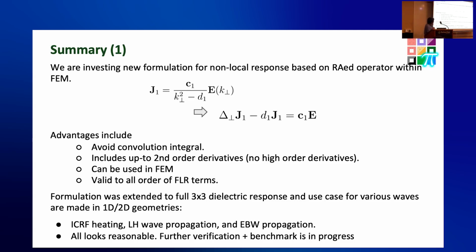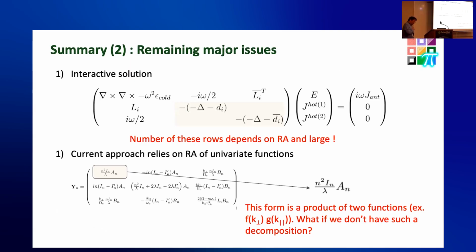We tried different wave simulations for different frequencies and characters. All of these, ICRF, lower hybrid, and electron Bernstein, are different wave branches which appear only where the non-local effect matters, and the simulation results look reasonable. Okay, this is the last slide.